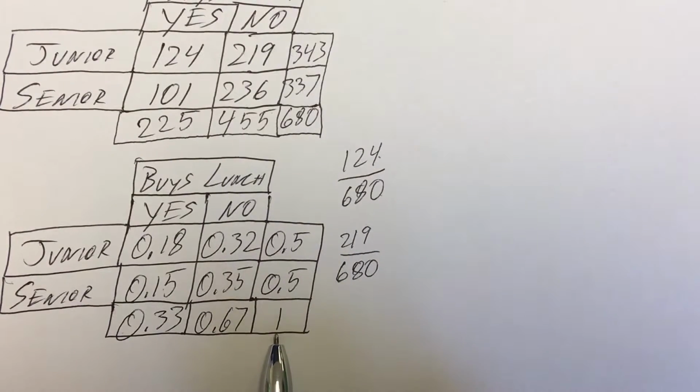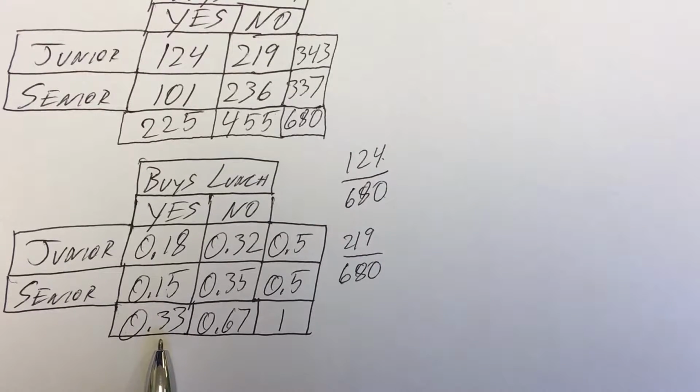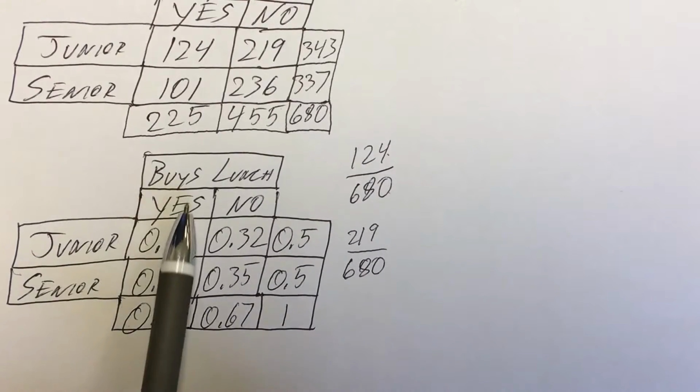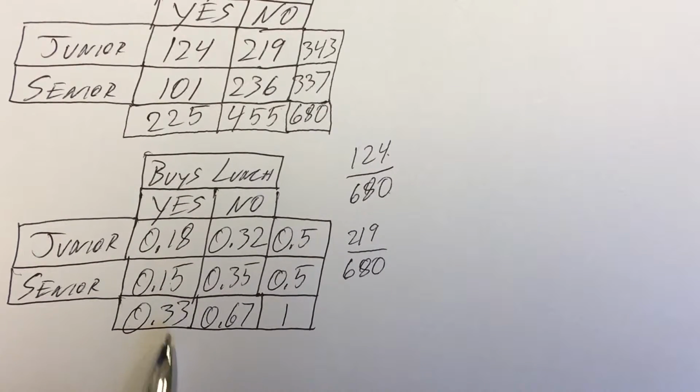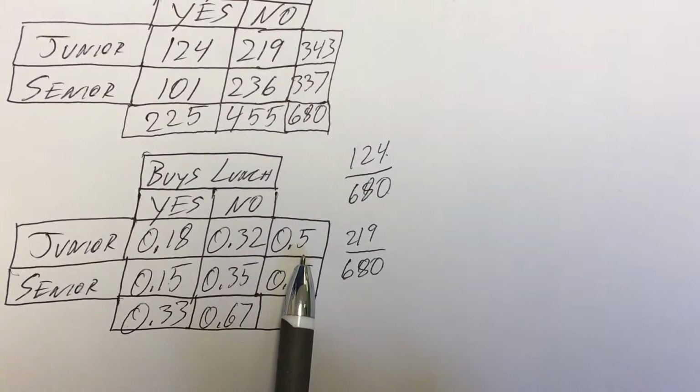The 1 represents 100%, and these other marginal relative frequencies, 0.5 would represent 50%, and 0.33 would be 33%, or 67%. In terms of the table, that means yeses were 33%, no's were 67%, and in the survey juniors were represented by 50%, and then the seniors were 50% of the survey also.